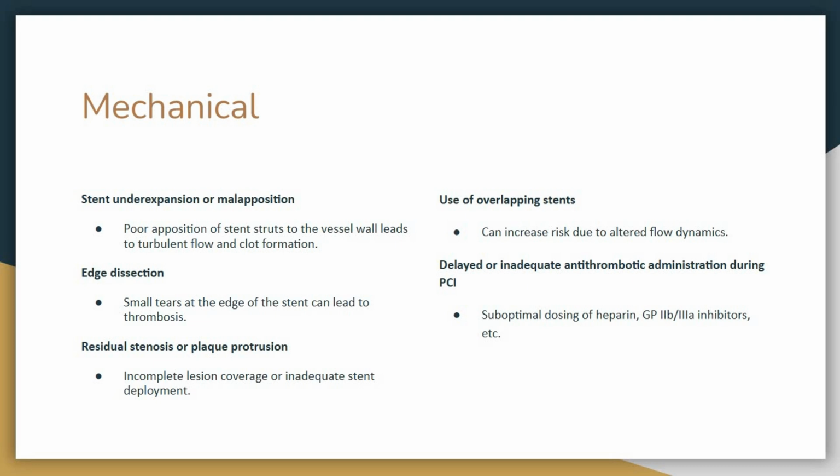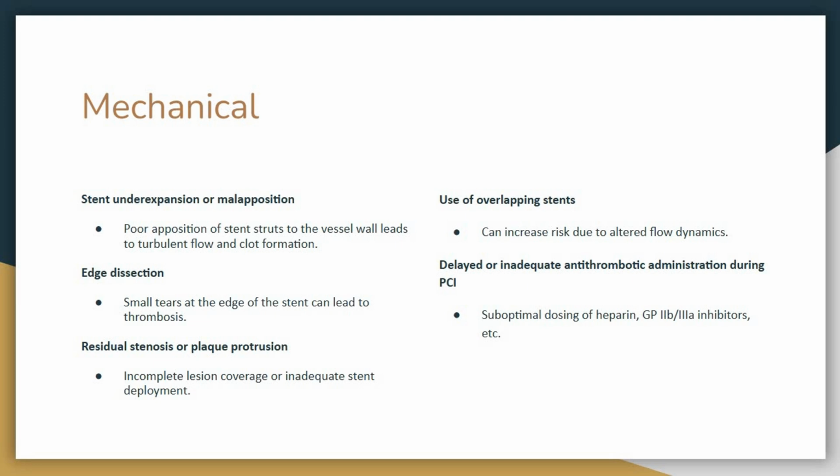With regards to mechanical causes, this includes stent underexpansion or malapposition. Poor apposition of stent struts to the vessel wall leads to turbulent flow and can result in clot formation. Edge dissection, small tears at the edge of the stent can lead to thrombosis. Residual plaque stenosis or plaque protrusion. Incomplete lesion coverage causing from inadequate stent deployment. Also, using overlapping stents can increase risk due to altered flow dynamics and delayed or inadequate antithrombotic administration during PCI.